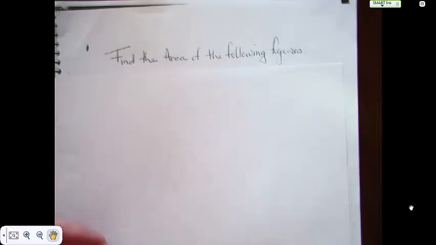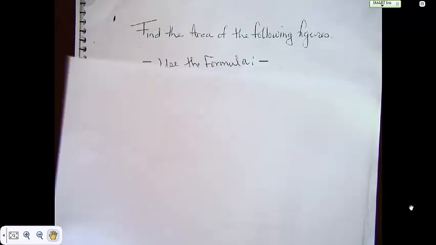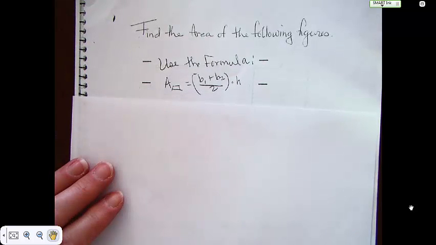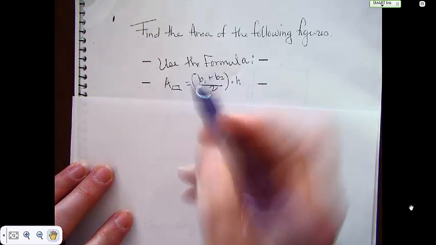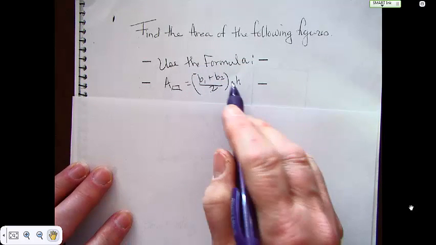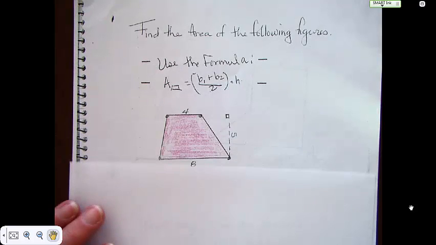Alright, now we're going to do a little work here. See if you can find it. Using the formula, base 1 plus base 2 divided by 2, this is the average of the two bases, times the height, we're going to find the area of this trapezoid.